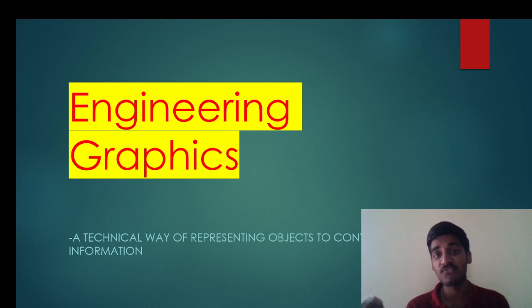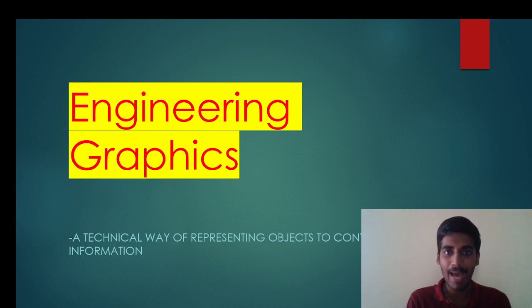Simply, if anybody asks for this definition, we can say it is a technical way of representing objects to convey information. If we want to say something to another person, we should have a source of communication through language, whether it is Hindi or Telugu. We can speak a language, but we should explain what is in our mind, means any diagram, or we can't show it to him. So we use a paper presentation.